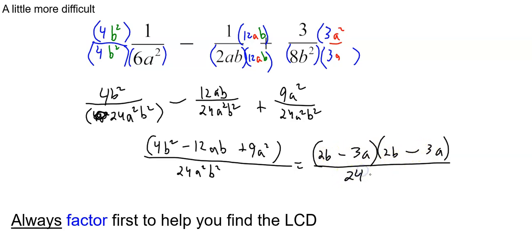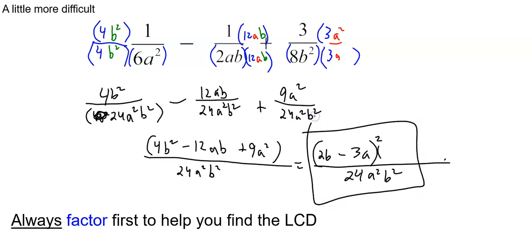So does anything cancel? Does that help us at all? It might not. Well, 2b minus 3a, we could be cool and write this, it's the same factor twice. So if we wanted to be cool, we could write it as 2b minus 3a, squared. I think that's about all we can do. So that's as simple as we go. If you wanted to state restrictions, a cannot equal 0, b cannot equal 0, because that would make the denominator 0 there.